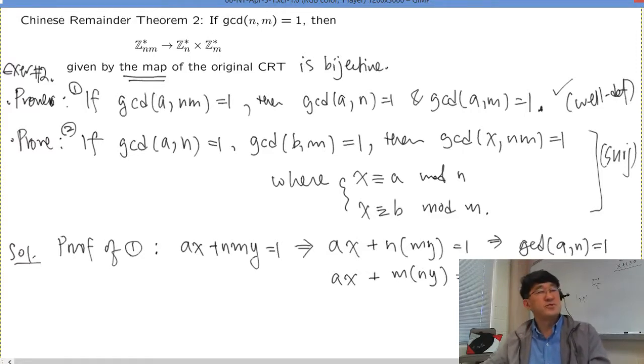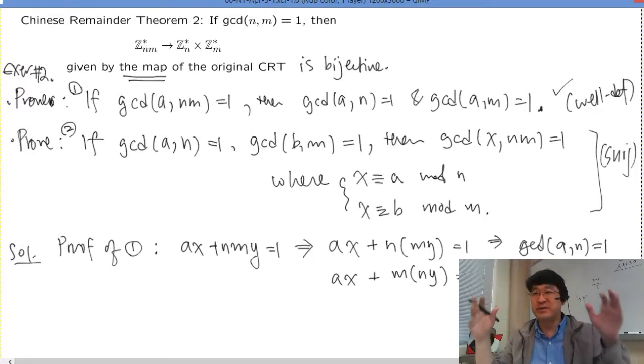I realized that Bezout's identity is a much better argument, so I went back. I apologize. Rather than talking about factorization, which just makes the proof hand-waving, this is a lot clearer, yeah.